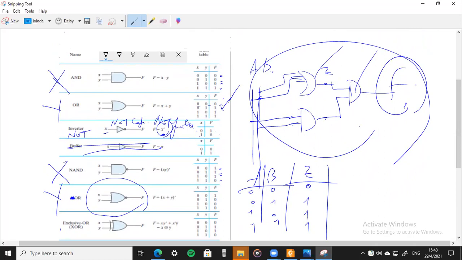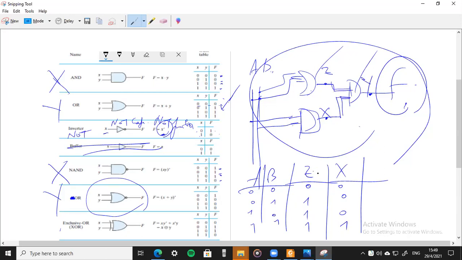At point X, we have two inputs, A and B. Here we have an AND gate. It means at point X is input A and B, the product of them. 0, 0, we have 0 here, 0, 0, 1. We have point Y. Point Y has inputs Z and X.